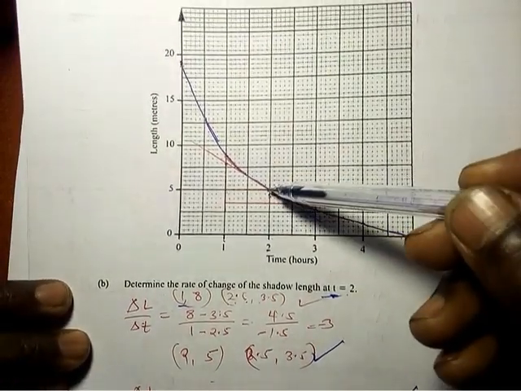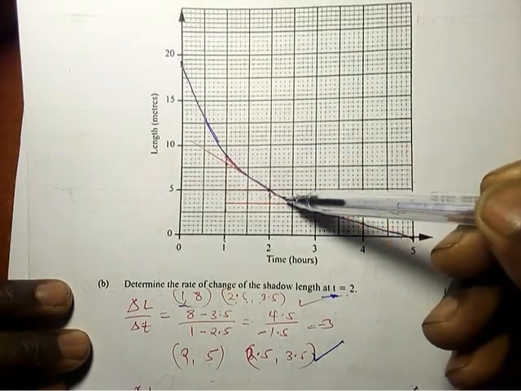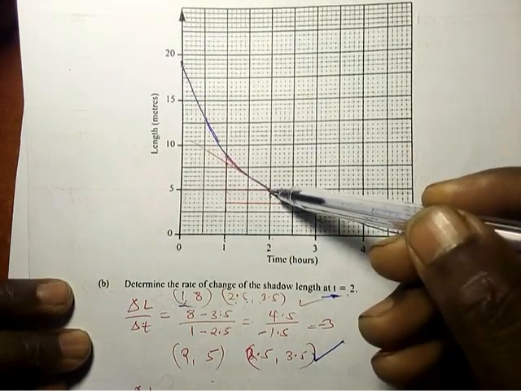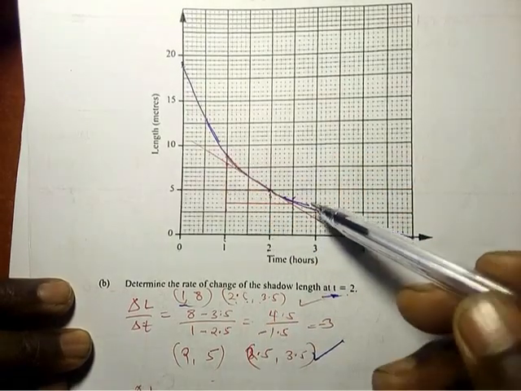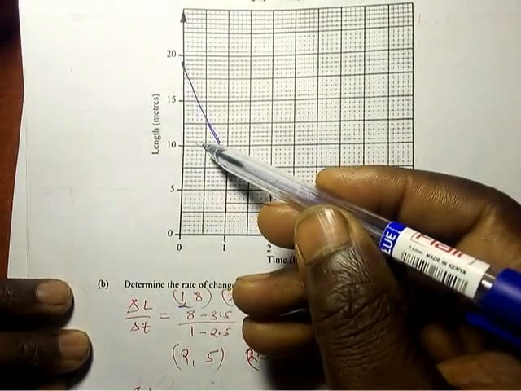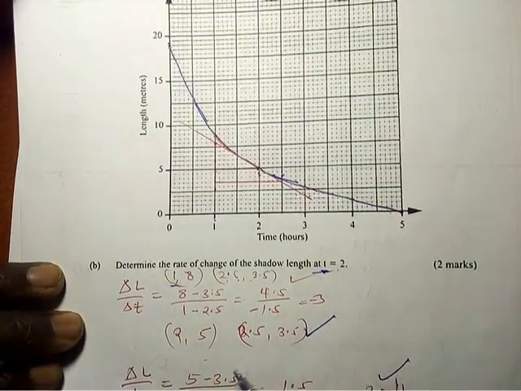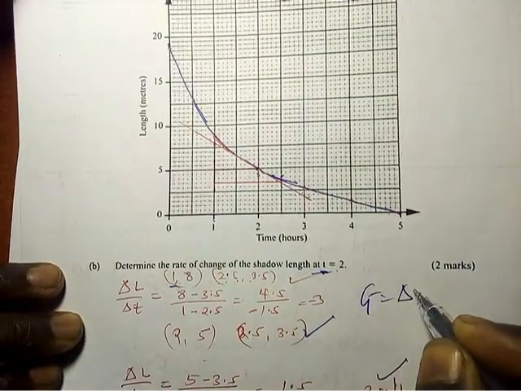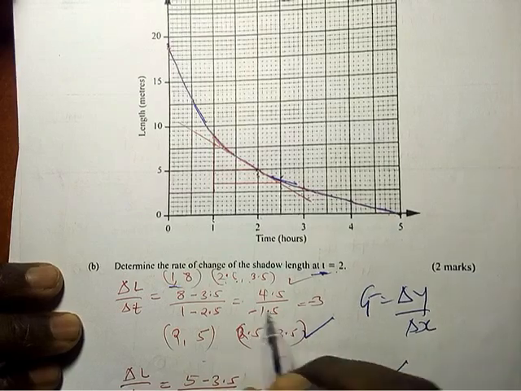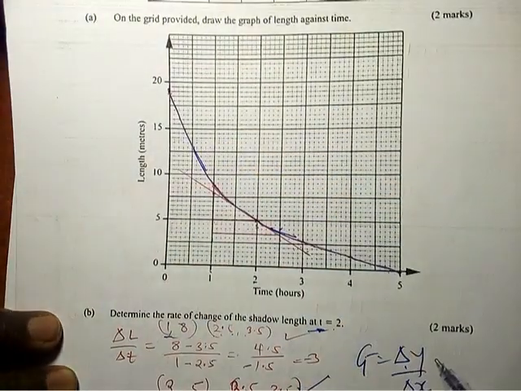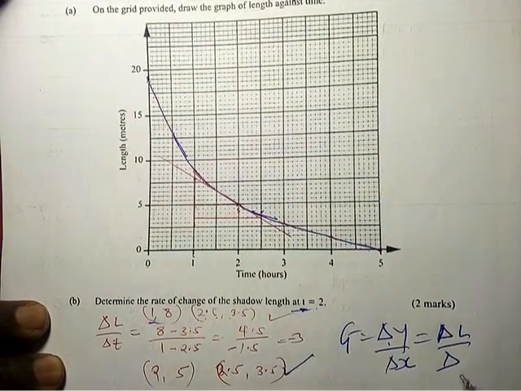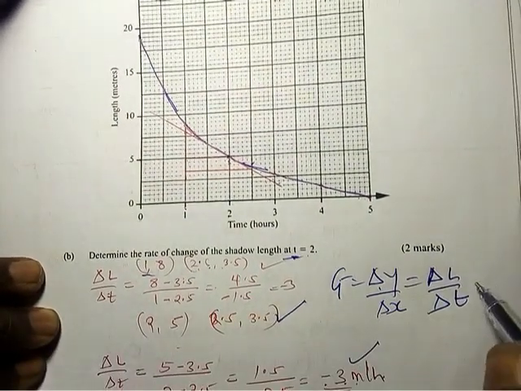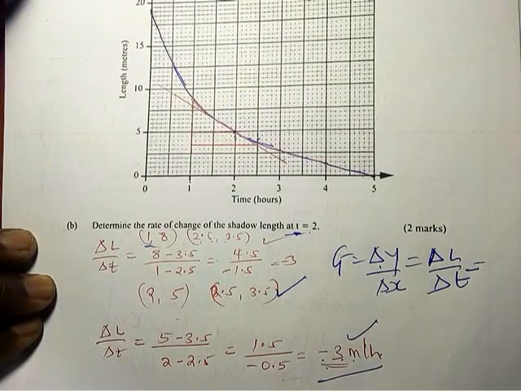So you just draw the tangent. Once you do the tangent, you pick 2 points. You can take this one, or this one, any point on the tangent, any point. You find the gradient. You know gradient is equal to change in y over change in x. But in this case, our y is length, so it is change in length over change in time. So once you have done that, you get the gradient and you are done.